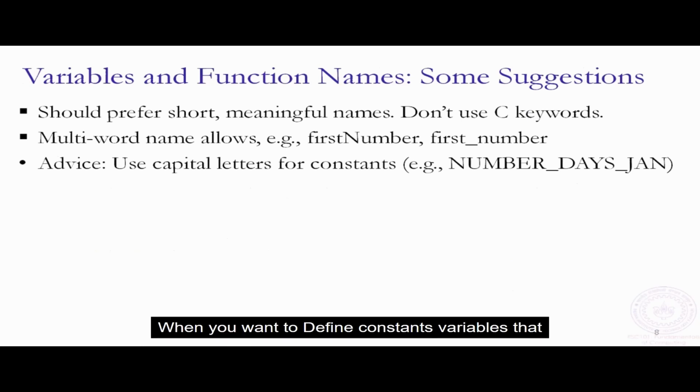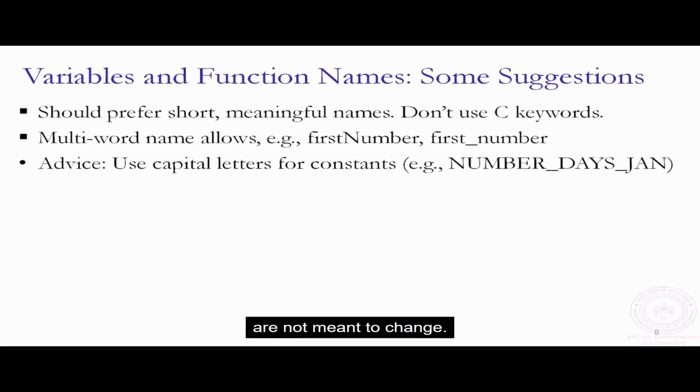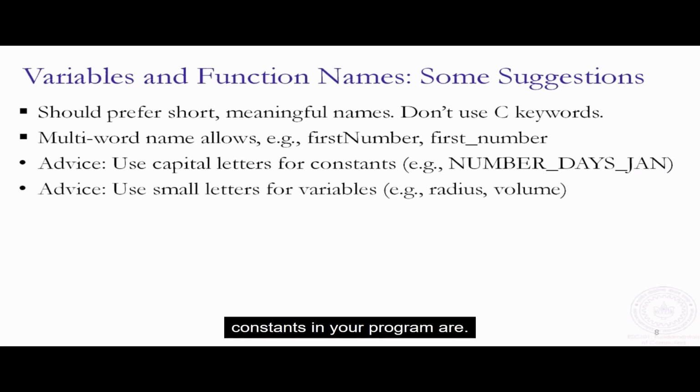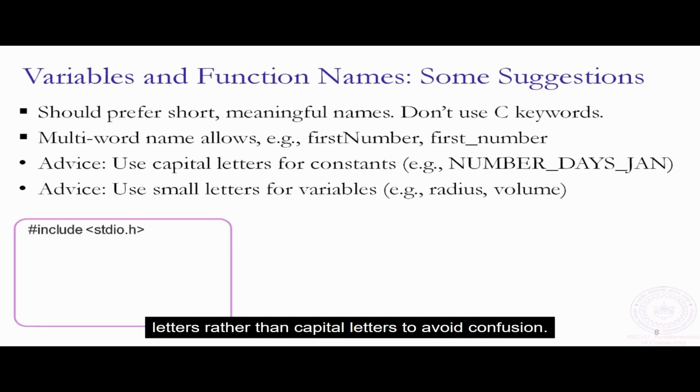When you want to define constants, variables that are not meant to change throughout a program, it's best to use capital letters for those names. It's a nice way of visually quickly verifying what the constants in your program are. For variables, it's best to use small letters rather than capital letters to avoid confusion.